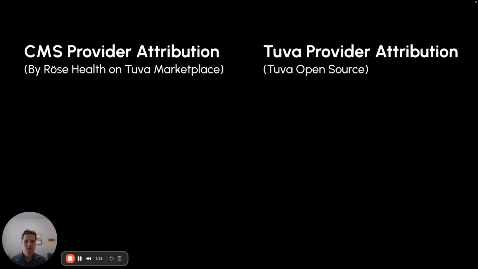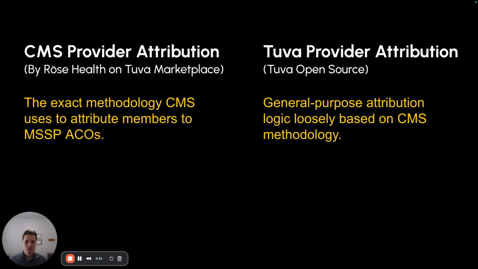I wanted to contrast CMS Provider Attribution, which is on the Tuva Marketplace, with what is available in the Tuva open source project. The primary difference is that the Tuva Provider Attribution is a general solution that is based on the open source project and doesn't need any additional dependencies. The CMS Provider Attribution is the exact methodology that CMS uses for MSSP ACOs. And so when accuracy is really important, you would use CMS Provider Attribution instead of Tuva Provider Attribution. There are a couple of differences between the two, which result in a difference in accuracy.